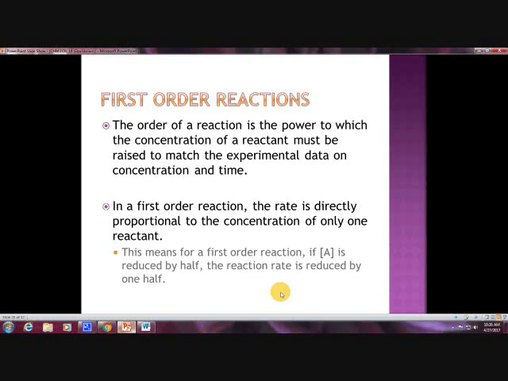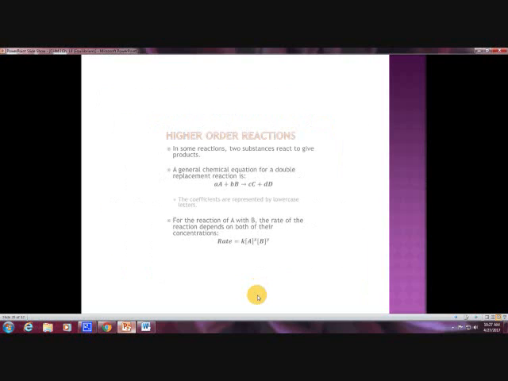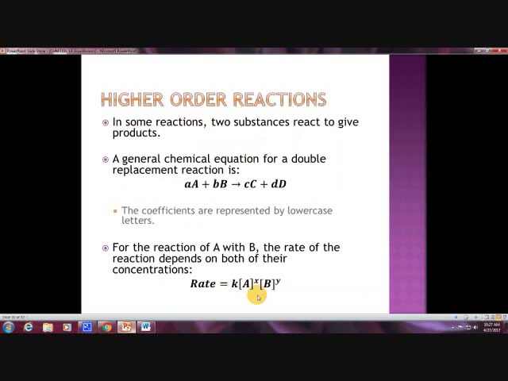For a first order reaction, the rate is directly proportional to the concentration because the exponent is just going to be a 1, okay? And this means that if they're directly proportional, then if the concentration of A is reduced by half, then the whole rate is reduced by half as well, okay? Higher order reactions, we do have those.